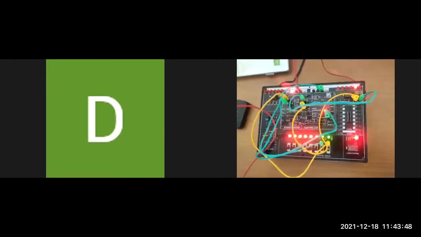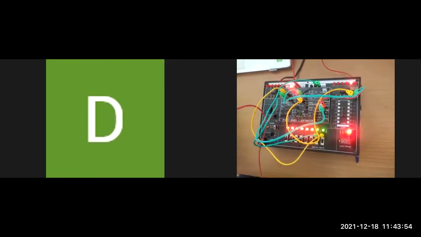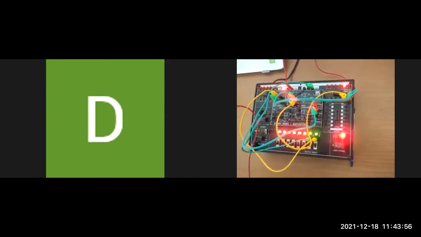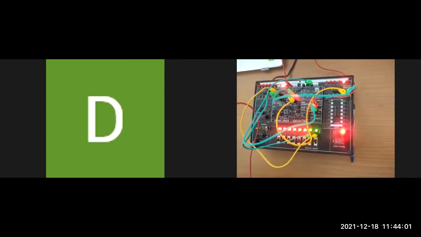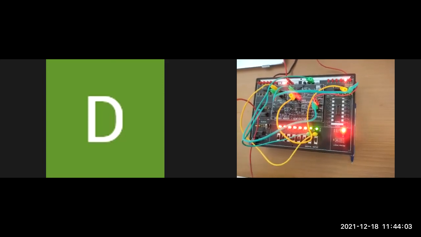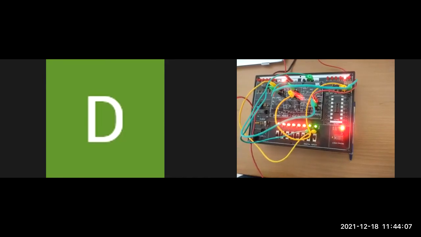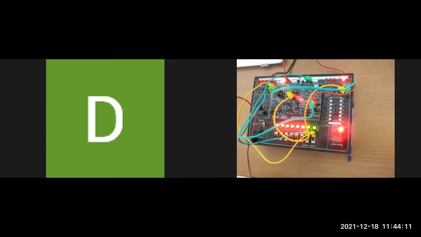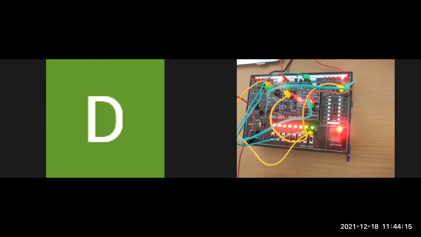Before starting the full adder experiment, at this moment it is the half adder experiment, and with the help of the half adder experiment we can easily construct the full adder. So first of all, tell me, for the case of full adder, how many inputs are there? Three inputs, sir. And the outputs are 2. Okay, so this is the main difference between half adder and full adder.